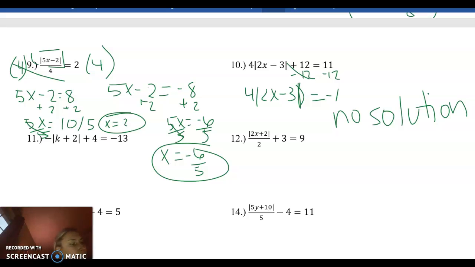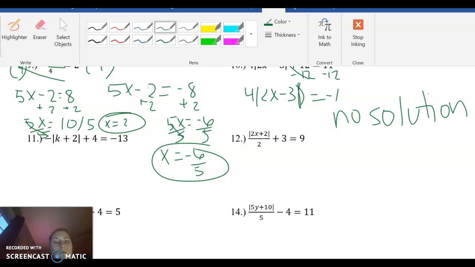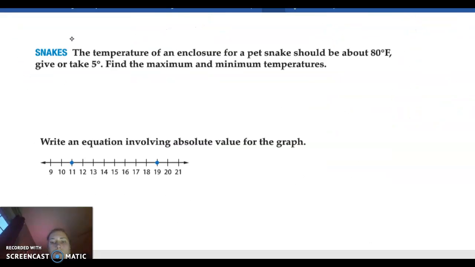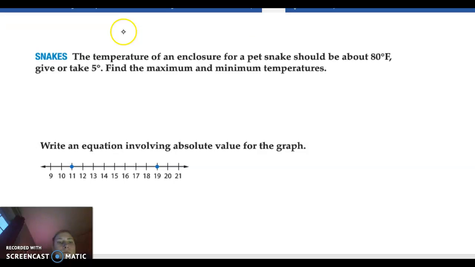Okay, so let me see. We're going to move down to the bottom and do that word problem with the graph. The temperature of an enclosure for a pet snake should be about 80 degrees, give or take 5 degrees. Find the maximum and the minimum temperatures. So we want to set this up.